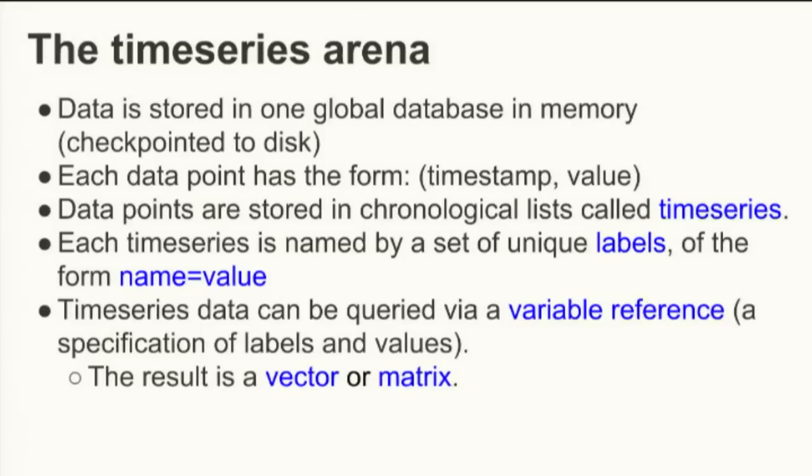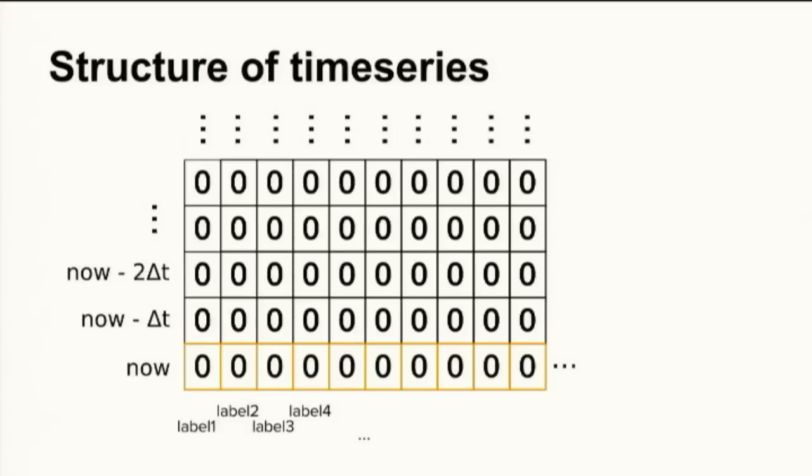The time series arena is what Borgmon calls it. I think Prometheus just calls it the time series database. A set of unique labels describes any single time series. So that's the full set of key value pairs in a list that can identify any single set of values going back in time. If you have a label set going across the bottom, you can imagine that the database is just a giant matrix: each time we do a scrape, we append a line at the bottom, everything shifts up, it goes back into infinity.